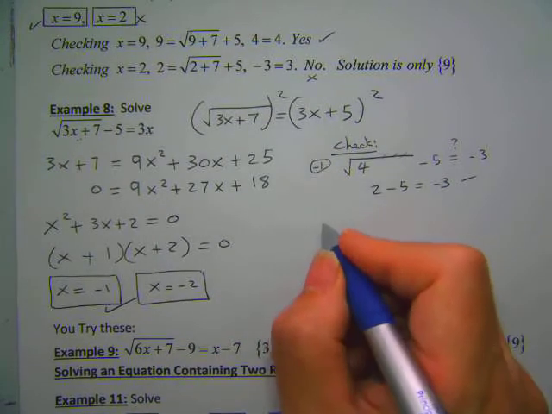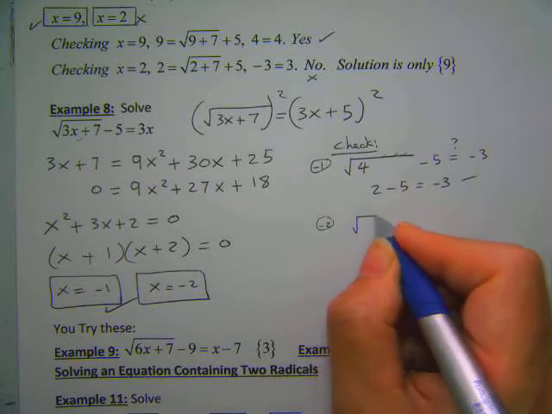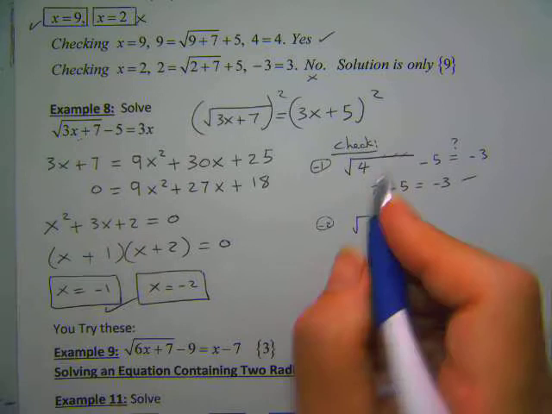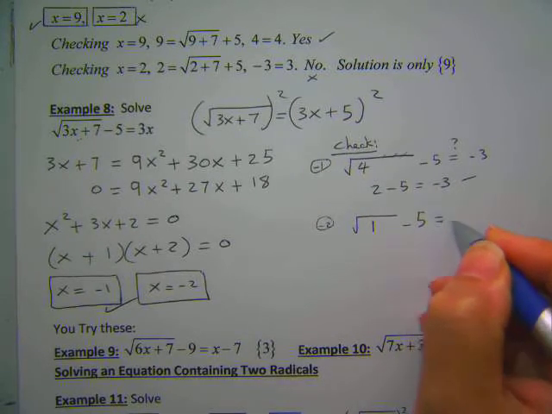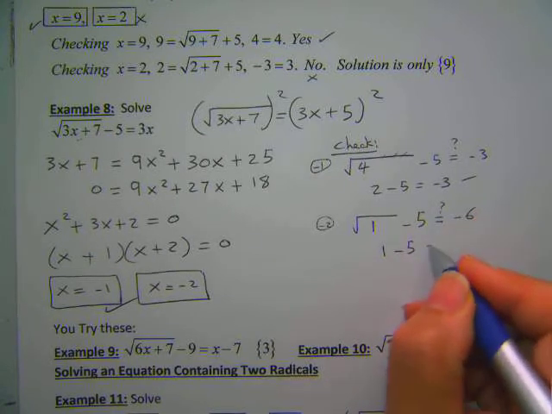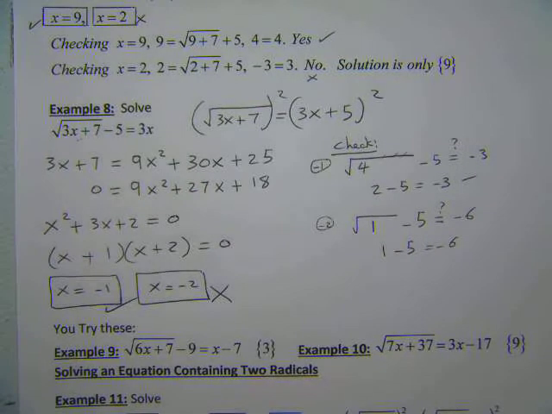Let's check the negative 2. The square root of, so 3 times negative 2 is negative 6, so this is the square root of 1 minus 5, is that equal to negative 6? So 1 minus 5, is that equal to negative 6? It's absolutely not. So we only have one solution.